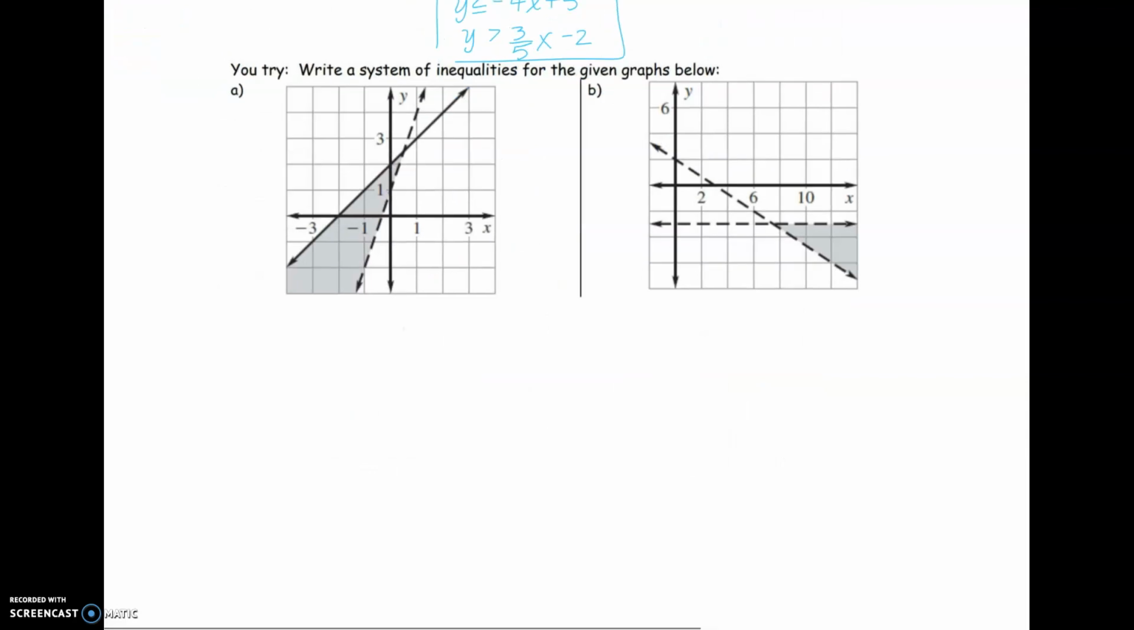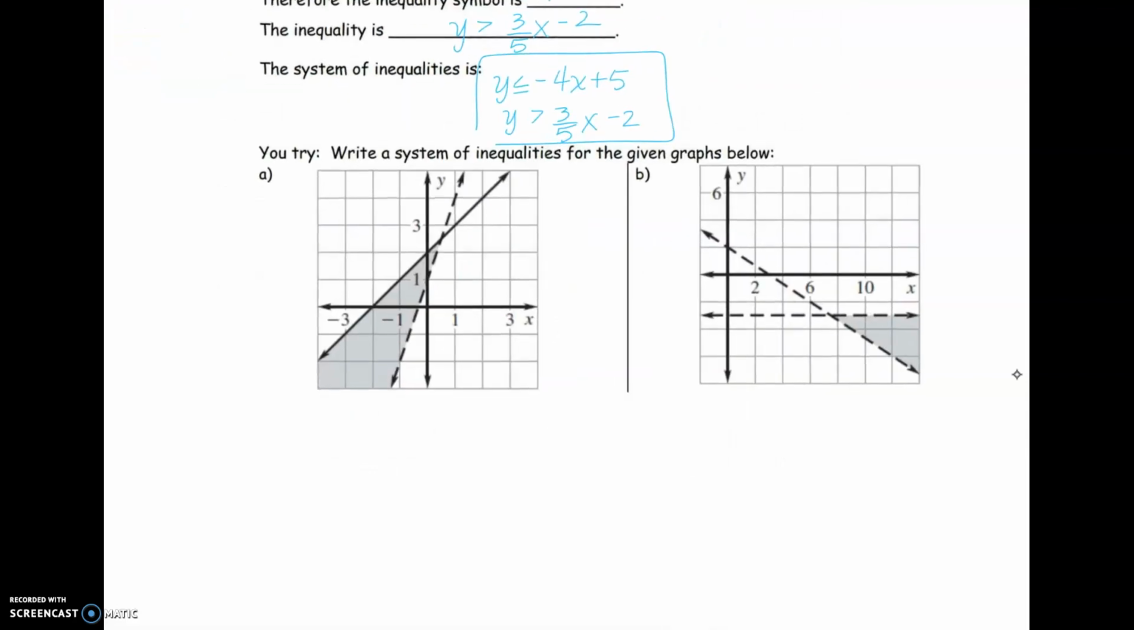Okay, let's see if we can look at both of these quickly. All right, in A, let's do the solid line first. When I do the solid line, it's hitting at b equals 2. And when I go to find another point, here's another point. So I'm going up 2 and I'm going right 2. So my slope is 2 over 2. Okay, now I'm focusing on the shading. I'm seeing that the values of my y are getting smaller where it's shaded, and it's solid, so it's going to be less than or equal to. So this is y is less than or equal to x plus 2.